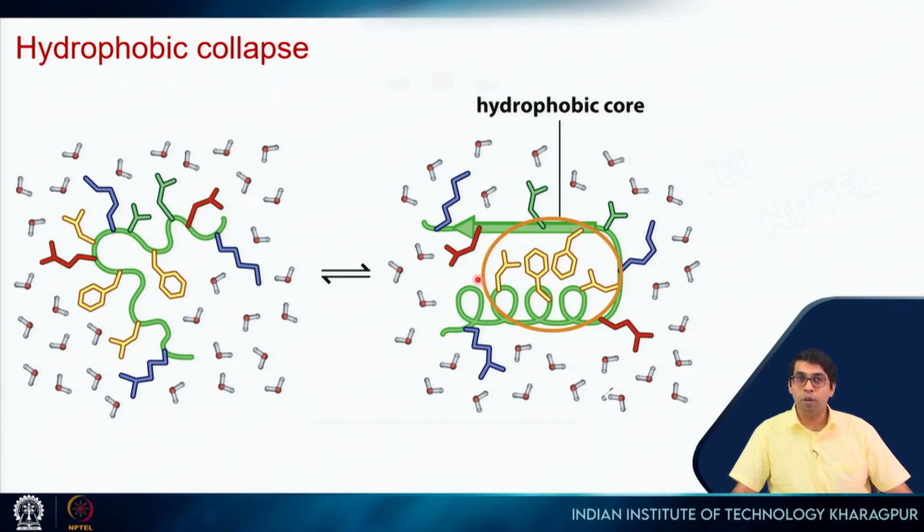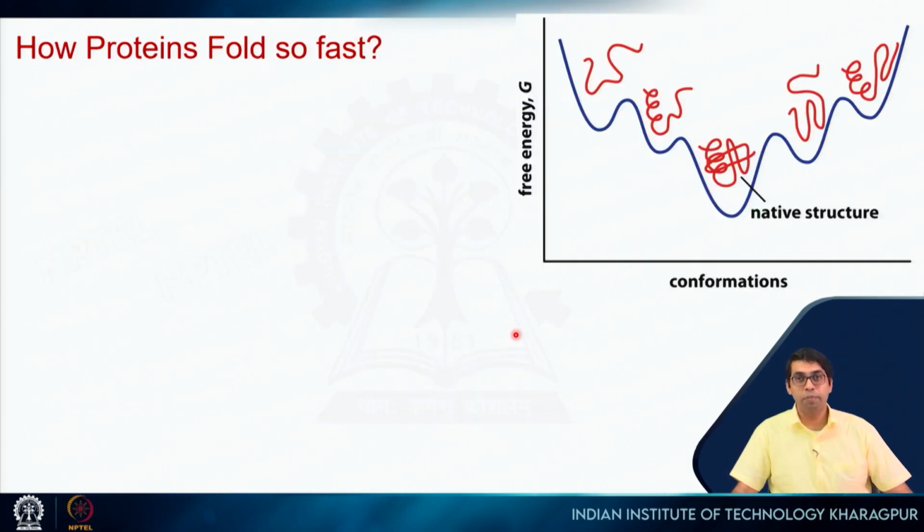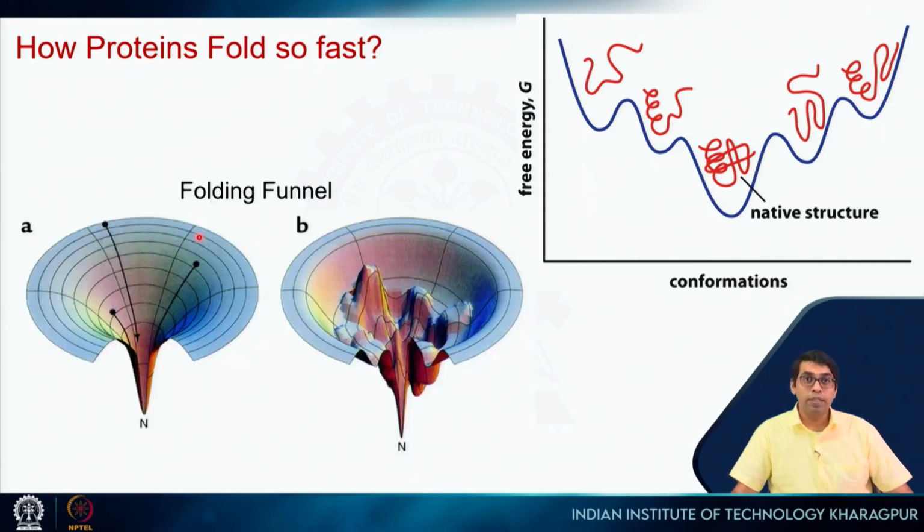So the protein will not sample all possible conformations. It will quickly go from this to this because of hydrophobic collapse, and we will have this final folded form. So this sampling of only few conformations is very elegantly shown by something called folding funnel. So we have seen this energy diagram. So free energy is plotted in the y-axis and conformations in the x-axis. So instead of just one axis, we can have two axes, x and y, for conformations, and the z-axis can be for the energy, and that will give us a diagram like this, which is called a folding funnel.